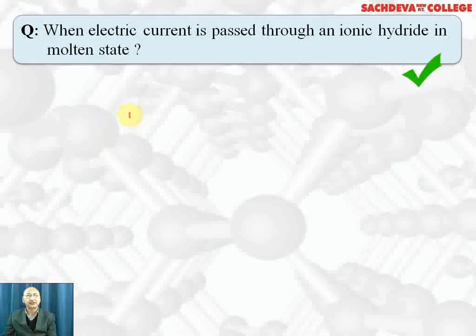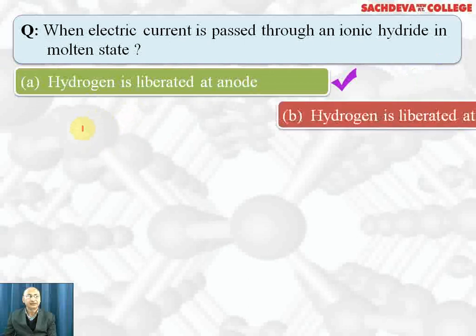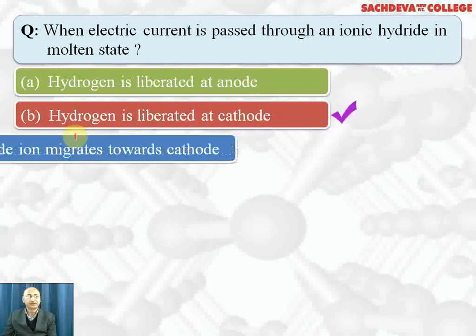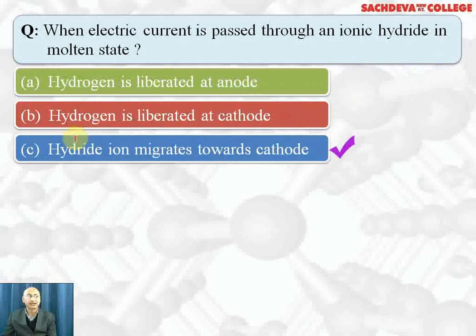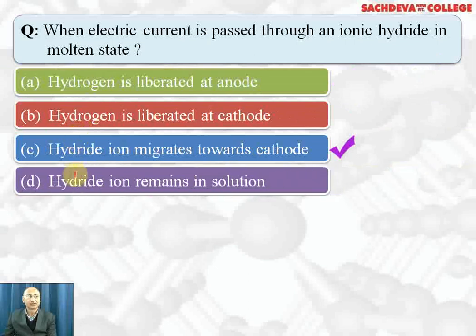When electric current is passed through an ionic hydride in molten state, hydrogen is liberated at anode, hydrogen is liberated at cathode, hydride ion migrates towards cathode, hydride ion remains in the solution. Correct answer is hydrogen is liberated at anode. Because it is H negative, loss of electron will take place at anode.